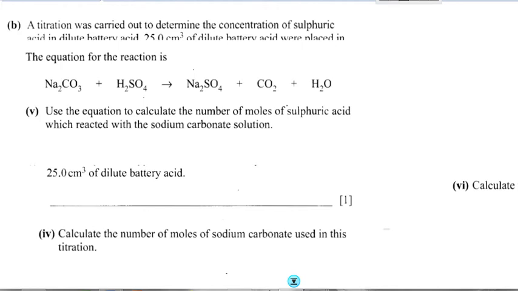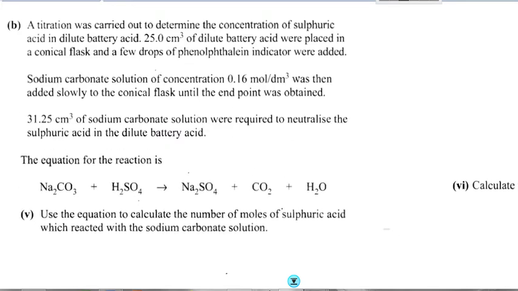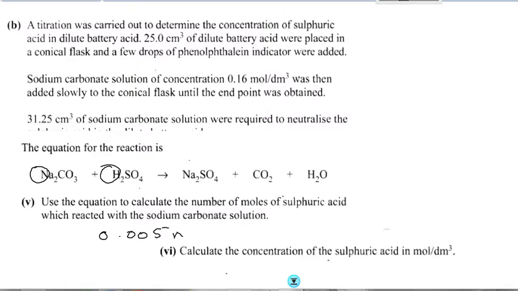Use the equation for the reaction. You've got to calculate the moles of sulfuric acid. Well, this is simply a ratio. We have a 1-to-1 ratio. So if the moles of sodium carbonate were 0.005, the moles of the acid reacting in the titration is exactly the same. Okay, so that's part 5.